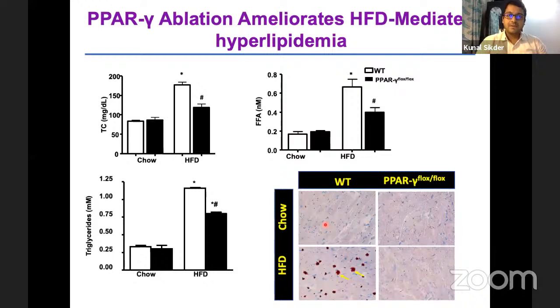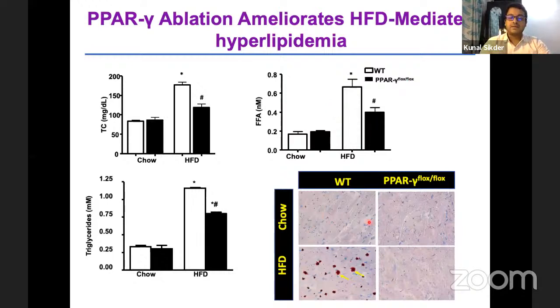Now, first, we did some very basic experiments to see whether the PPAR gamma ablation, meaning the knockout, ameliorates the high fat diet mediated changes like hyperlipidemia. So first we simply measured the triglyceride, cholesterol and fatty acids, and everything is downregulated in the PPAR gamma knockout group. From now on, this would be maintained: the white is for the wild type, and the black one is for the PPAR gamma flox.